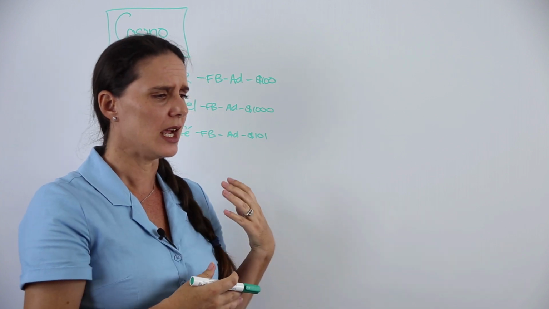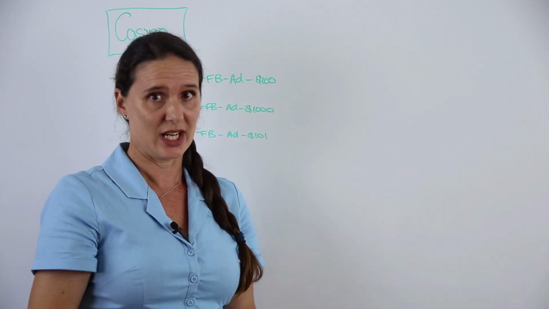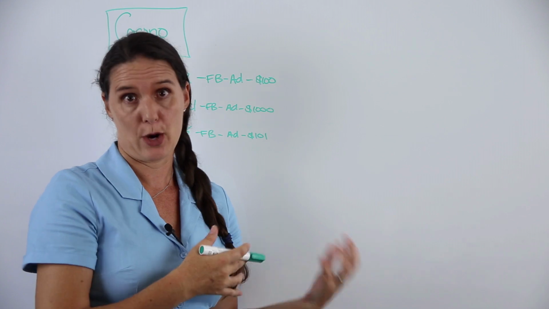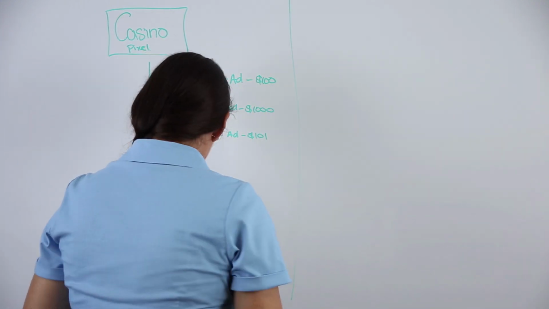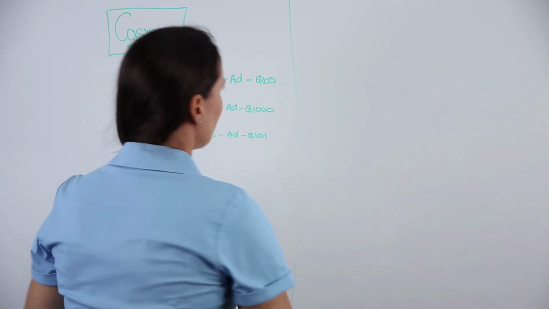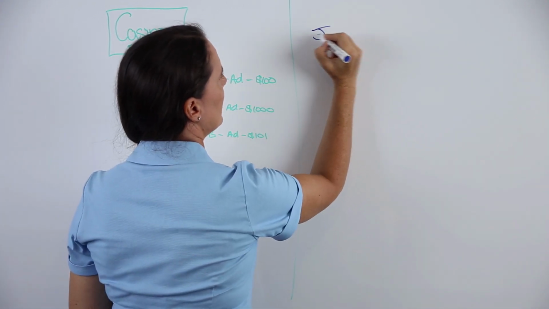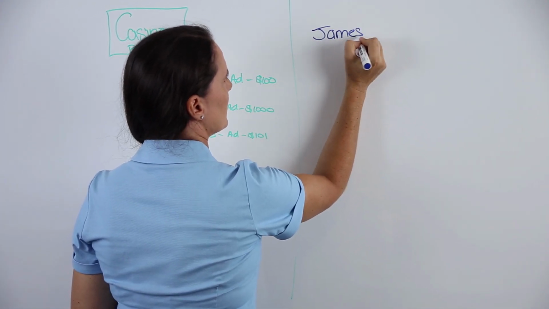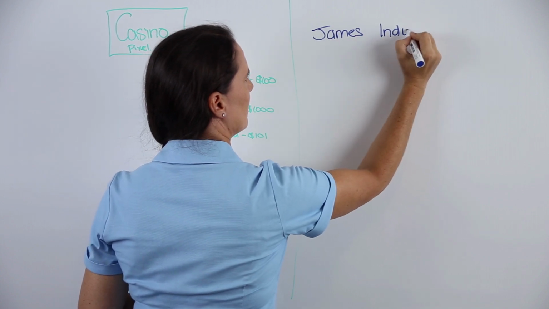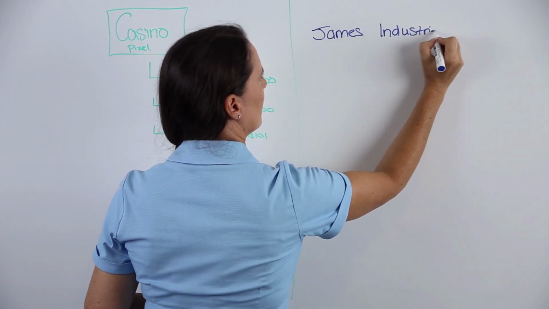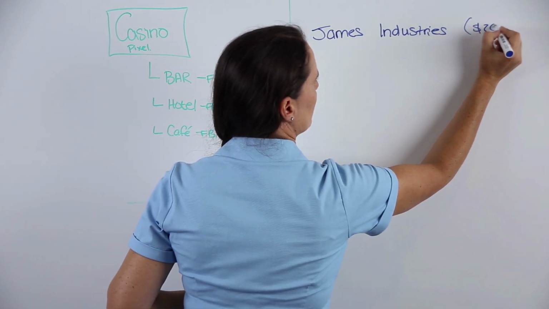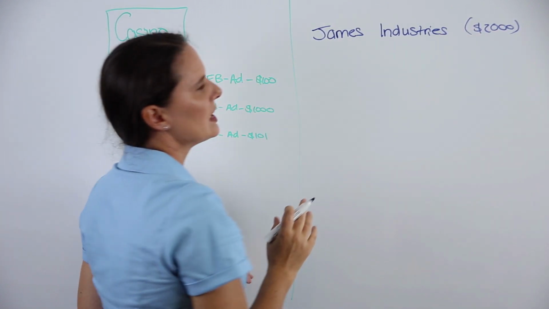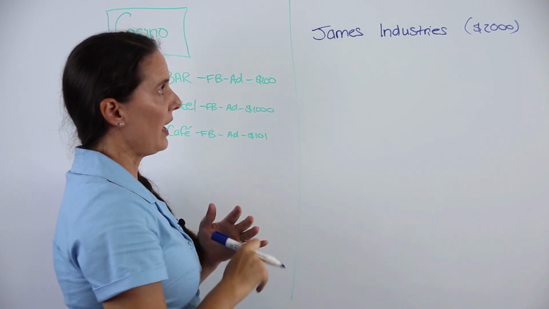Now, this isn't a solution that I would normally suggest. I'm just giving you an example of how it can be done. So let's have a look over here, and I'm going to change color just to make it easier. Let's just say we had James Industries, and they have a budget of $2,000 a month to be spending on their social campaigns.